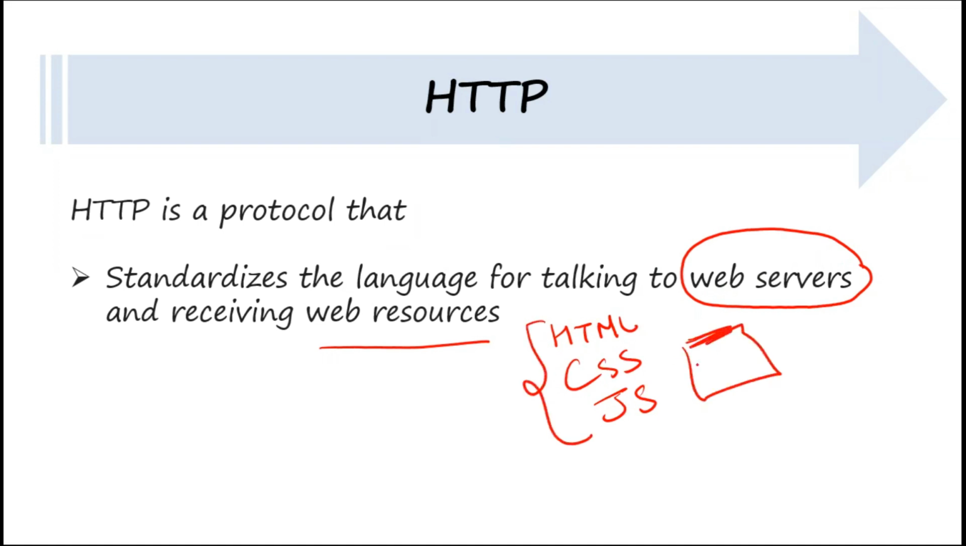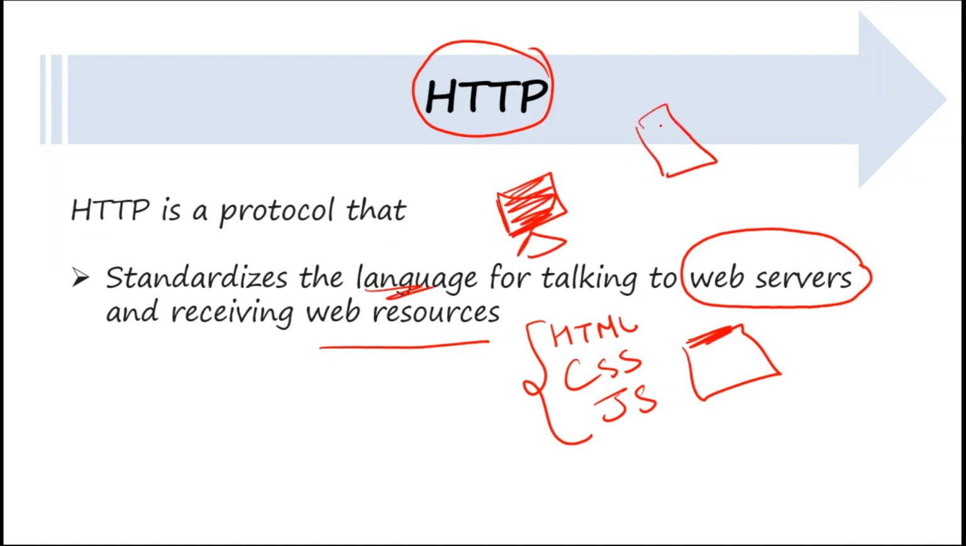So these are the web resources. HTTP standardizes the language between the user and the server. If this is the user, and this is the server, how they will communicate, this language is standardized by HTTP. If the user is following HTTP and the server is following HTTP, both can understand each other. And when the server is sending the web resources, the user can understand what type of resource they have received and how to decode them and show the web page.